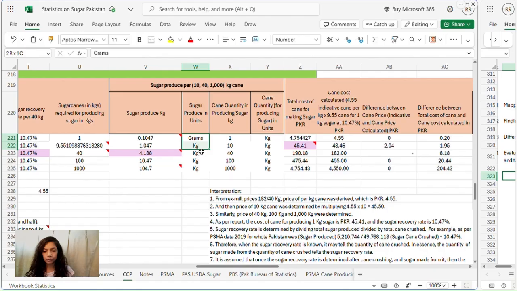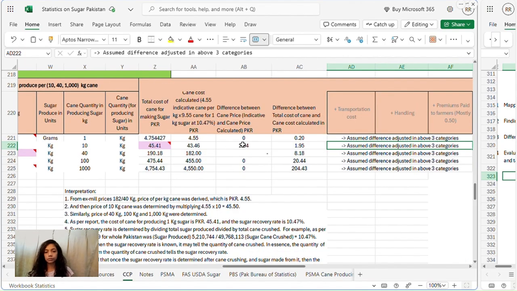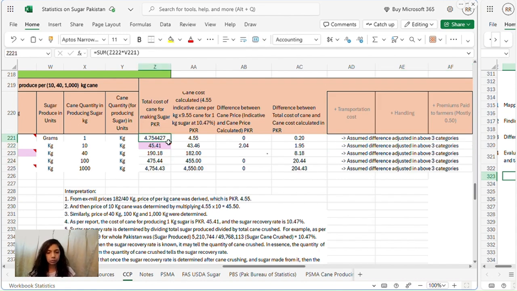These are the units written grams and ones. This is the quantity of cane producing that I've repeated again and again. Why? Because when I was furthering ahead in the table, I wanted to keep a reference that was visible in the same screen. So the total cost of cane.